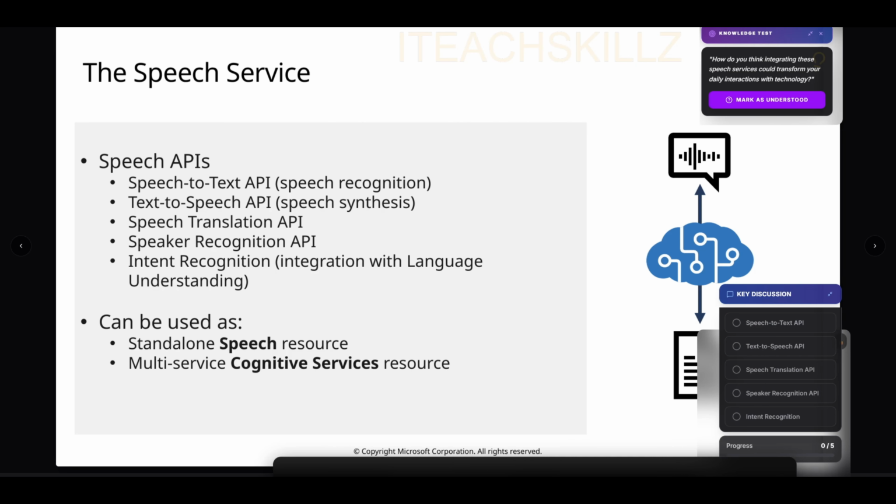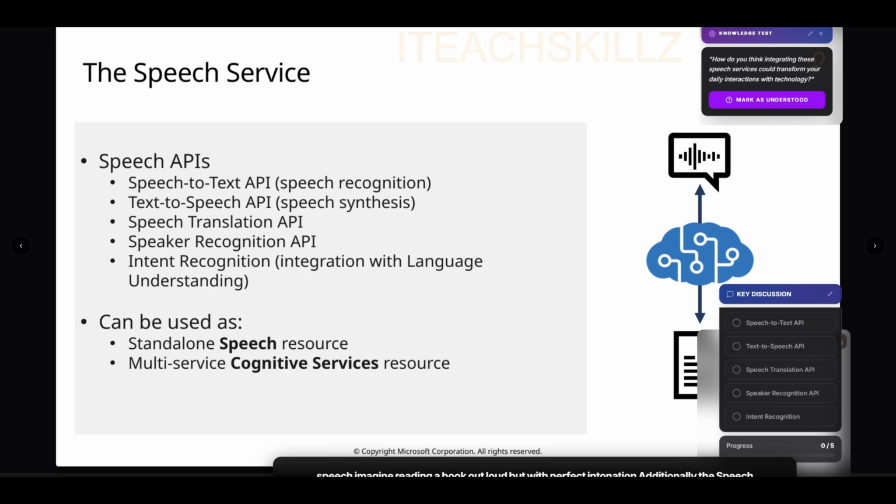Dive into the world of Microsoft Speech Service, a powerful suite that enhances human-computer interaction. Think of it like an orchestra where each API plays its part to create harmony in communication. The speech-to-text API captures spoken words and transforms them into text, much like transcribing a conversation. Then there's the text-to-speech API, which turns written content into audible speech. Imagine reading a book out loud but with perfect intonation.